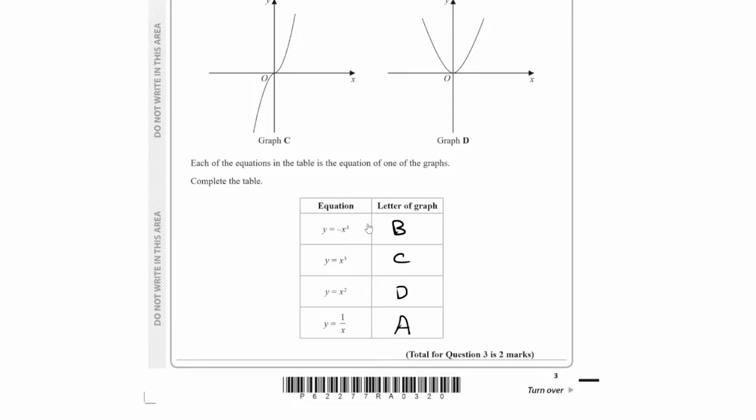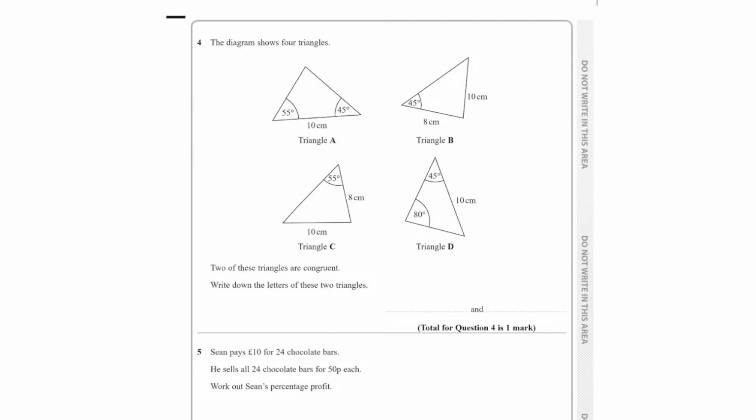Sometimes it's more that you know 3 out of 4, and then the last one you just get by process of elimination, isn't it? Sometimes that's the case, that's fine. But as long as you know 3 of them, then you'll be all right with the fourth one. 2 marks.